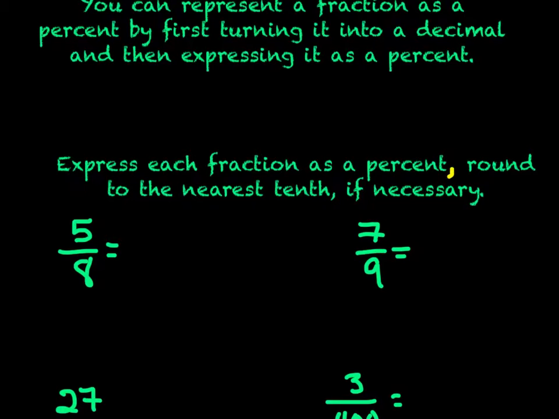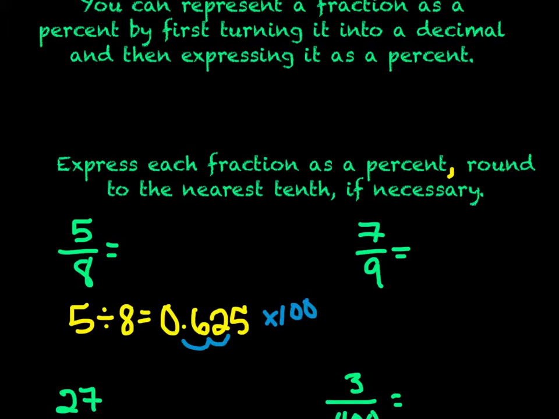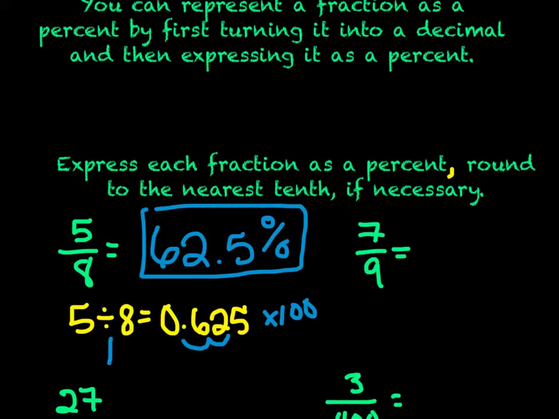5/8. First of all, we can take 5 and divide it by 8, and we put that in a calculator. We get 0.625. And then after that, we need to write it as a percent. So we're moving that decimal point over to the right, multiplying it by 100. So we get 62.5%. And if you notice, I use the magical word calculator here. That is okay to use a calculator.